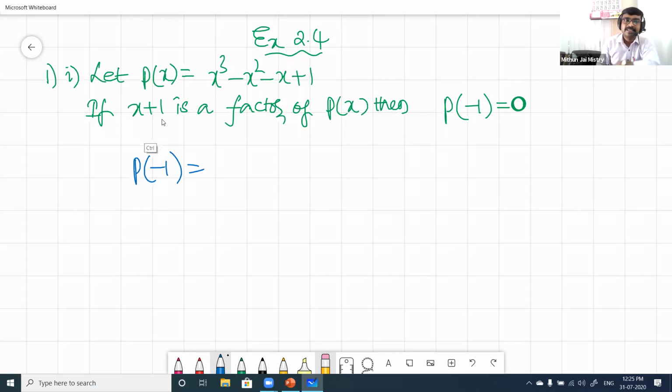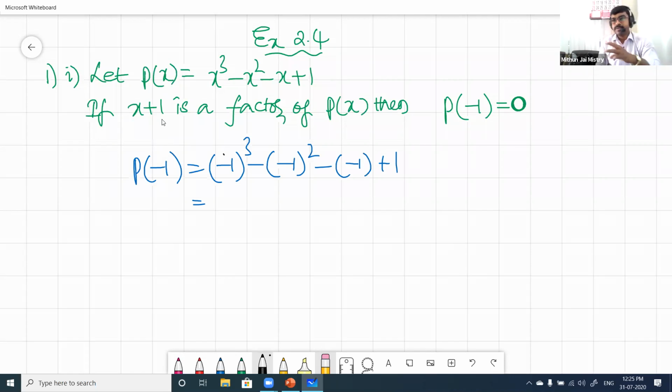So just substitute minus 1 whole cube minus 1 whole square minus 1 then plus 1. Be careful while solving this. Minus 1 whole cube, minus 1 odd times, so it will be minus 1. Then this minus I am writing here. Operation minus. Then minus 1 whole square, minus 1 even times multiplied, so it will be plus 1. Then minus into minus, it is plus 1.